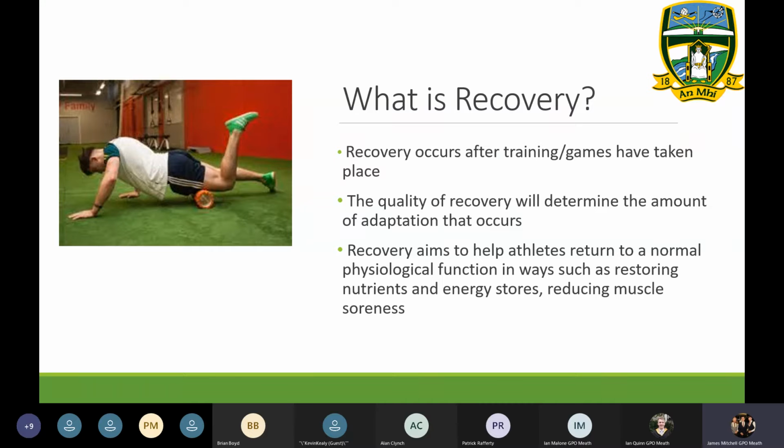And the last point here: recovery aims to help athletes return to a normal physiological function in ways such as restoring nutrients and energy stores, and reducing muscle soreness. As we go through the next couple of slides, I'm going to be showing you how to do this, returning to a normal physiological function. There's also a psychological element to it that some of you might notice or have seen before, so I'll touch on that as we go on.